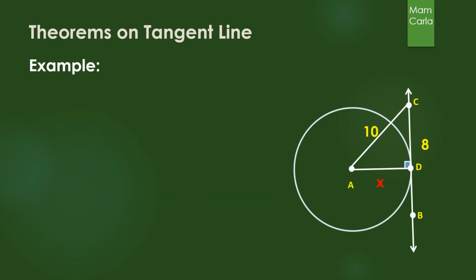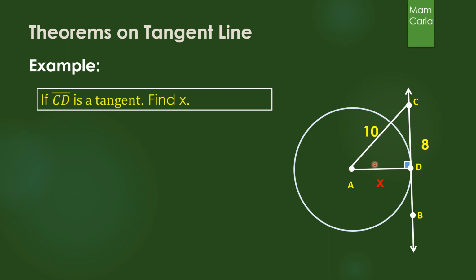Let's have this example. Questions that deal with this theorem usually go hand in hand with the Pythagorean theorem. That is because you can only use this theorem if you have a right triangle. So, for example, given this figure, we are asked to find the length of AB or the length of this radius. So what do we do? If CD is a tangent, find the value of x. So we will be using the Pythagorean theorem, a squared plus b squared equals c squared. So c squared here is always the hypotenuse.